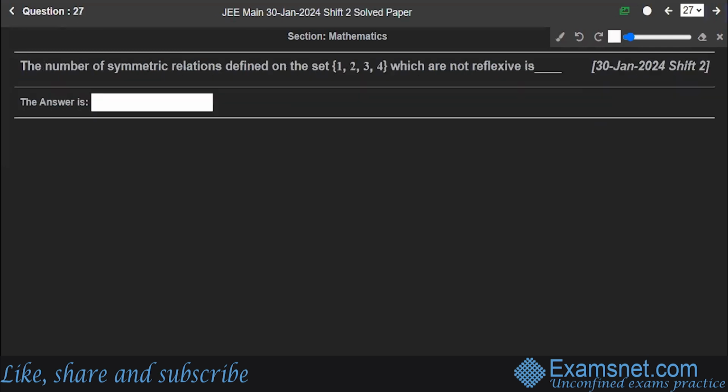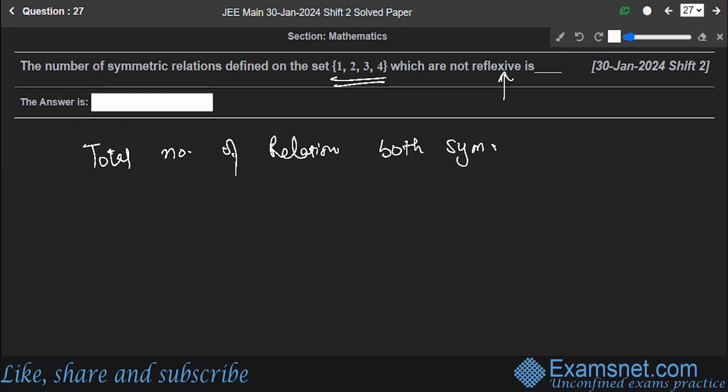Let's move to the next question, number 27. The number of symmetric relations defined on this set which are not reflexive is. So the total number of relations both symmetric and reflexive is given by 2 raised to power n squared minus n upon 2.